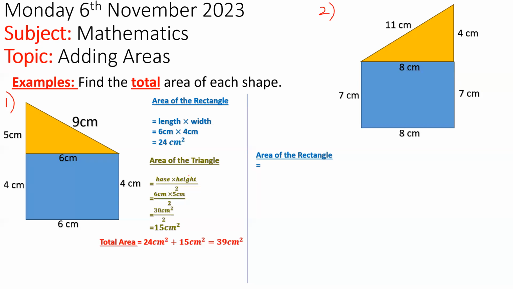Okay, good. All right, all I need you to do is find the area of the rectangle and put your answer inside the chat. For number 2, find the area of the rectangle and put your answer inside the chat for me, please.